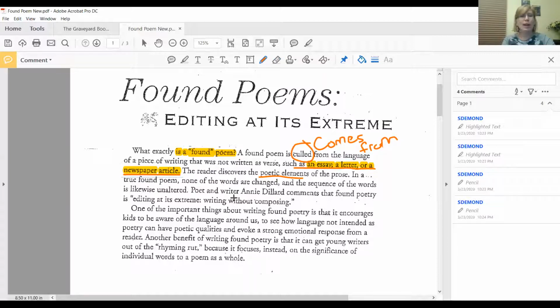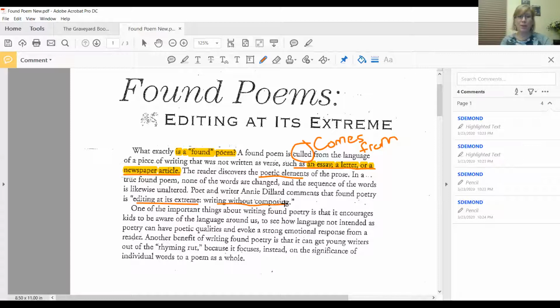Okay, poet and writer Annie Dillard comments that found poetry is editing at its extreme, writing without composing, because I'm not writing those words on my own, I'm finding them. Someone else has already written them, but I'm using those as inspiration for my poem.